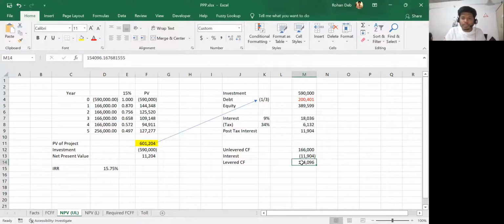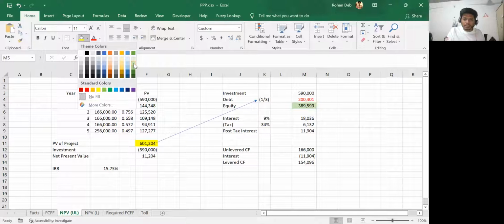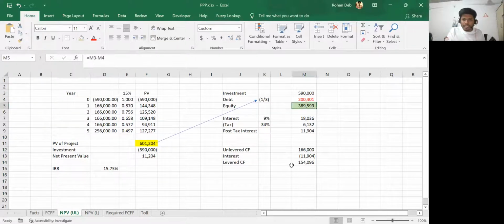So basically, due to the leverage, what is my cash flow? My cash flow will reduce because I have to pay interest. So my levered cash flow is 154,096, and instead of 5,90,000, I'll only be investing 3,89,599. This is the equity investment, and this is the amount of return that I will generate for my shareholders who are putting in the equity. So now I have to do the NPV calculation again for the levered form.